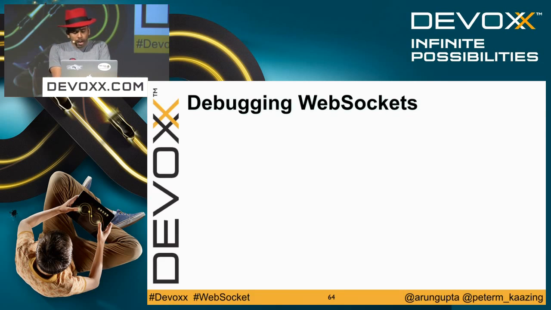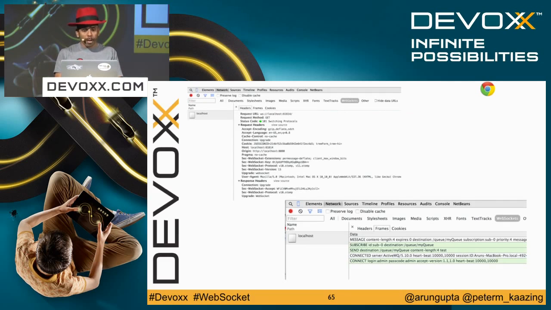All right, so let's talk about some of the last topics. How do we debug WebSockets? We already talked about Chrome developer tools. That's my primary way, and I think Peter is also looking at that extensively. Look at your headers, look at your frames, all of that information.